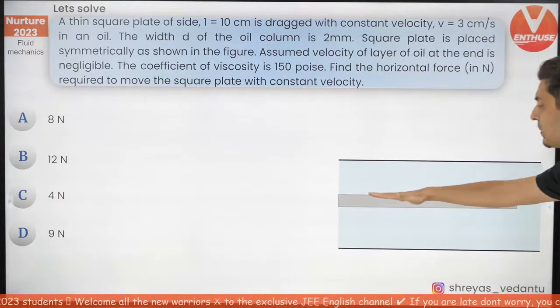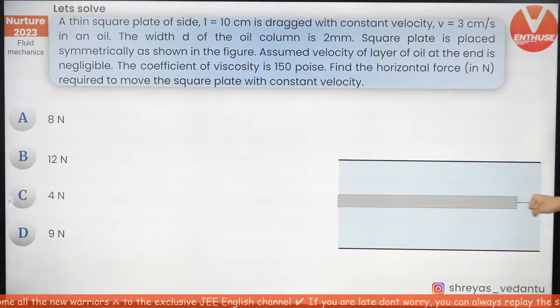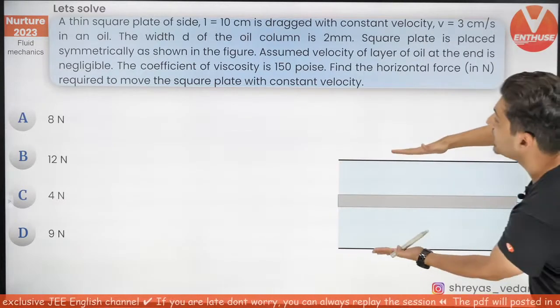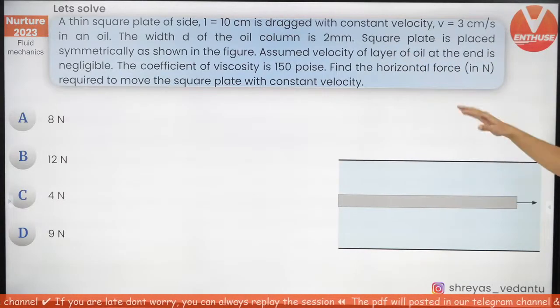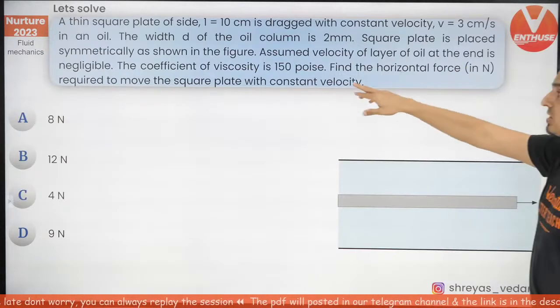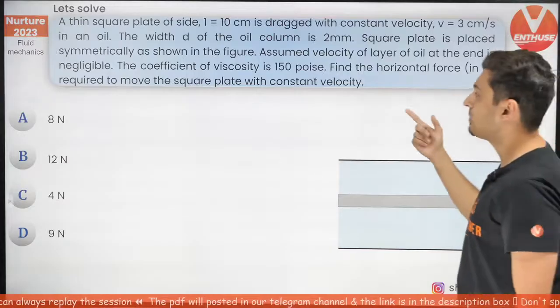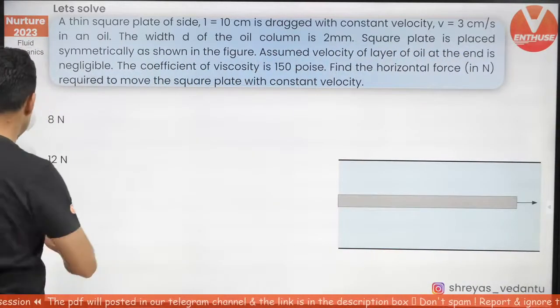There is a thin square plate of side 10 centimeters. This is a top view. It is pulled with a constant speed of 3 centimeters per second in an oil. The width of the oil is 2 millimeters. The square plate is placed symmetrically as shown. Assume that the layer of the oil at the end is negligible. Coefficient of viscosity is 150 poise. Find the horizontal force required to move the square plate with constant velocity. Let's see how to do this question.